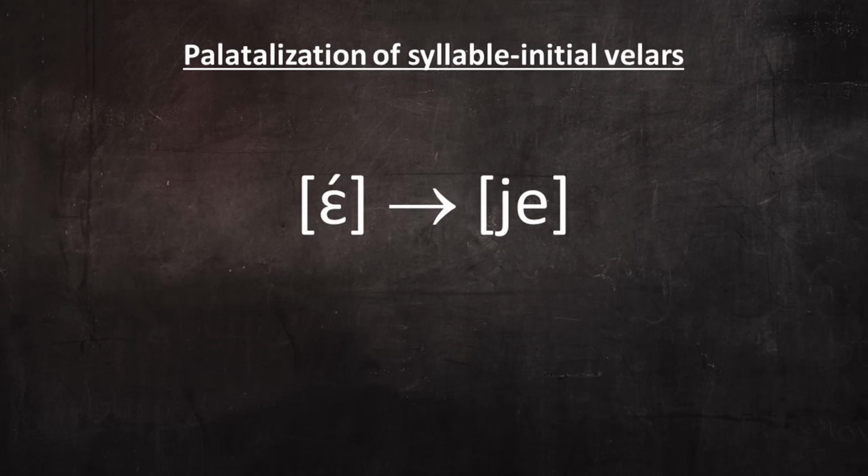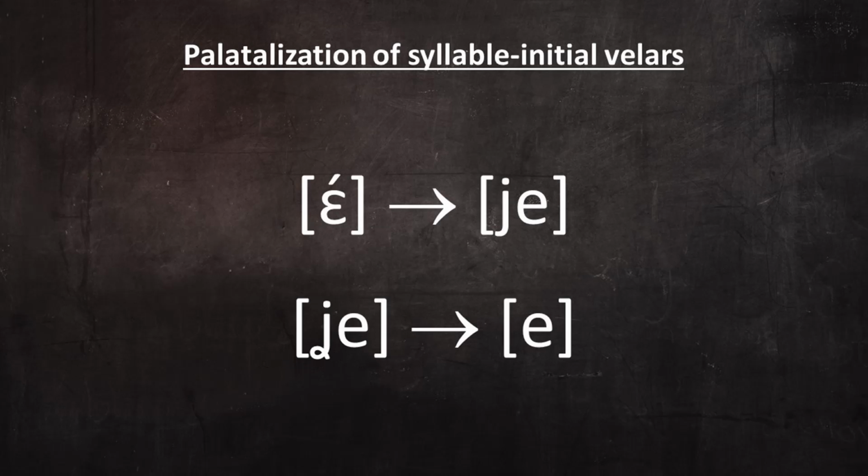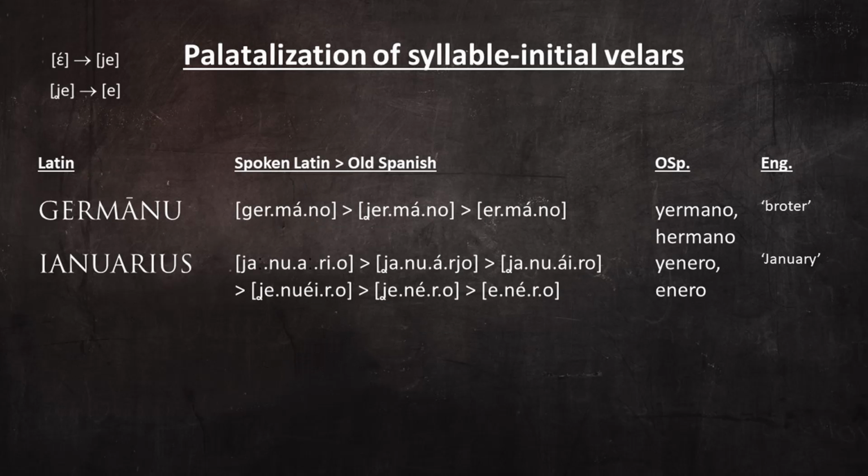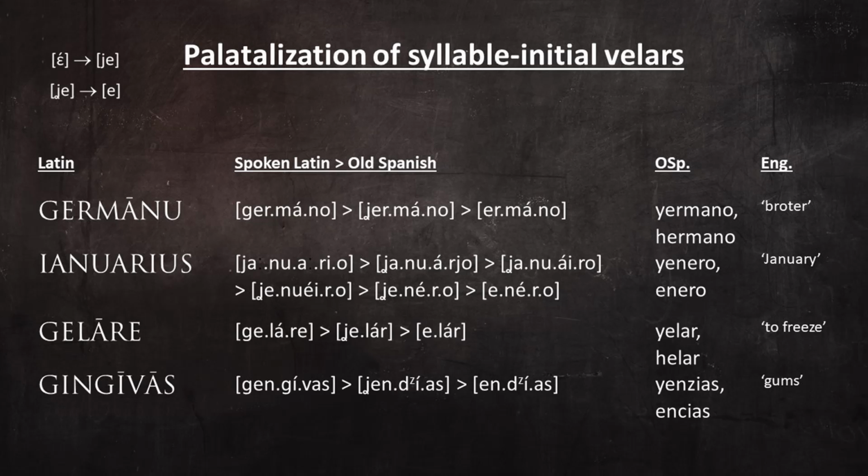However, because the diphthong ye was the product of open e in a stressed syllable, see my videos on the evolution of Spanish tonic vowels, when ye produced by some other phonological process was in an unstressed word initial syllable, people had the sense that it didn't belong and should be a simple e. For this reason, the unstressed ye of words like germano and genero would have felt out of place and become just e, hermano and enero. Same with gelar and gencias, which became elar and encias. Feel free to pause the video and study these examples more closely.